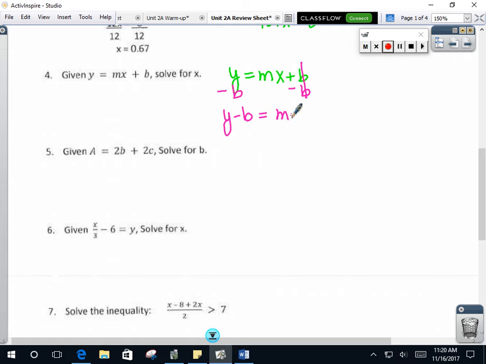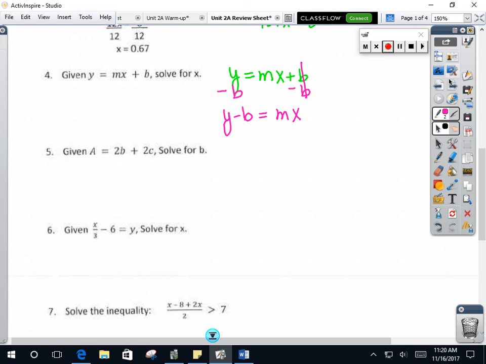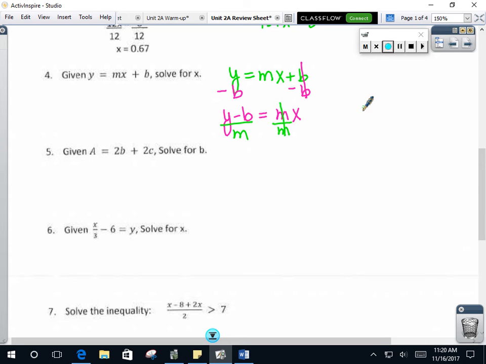And now to get x by itself, what do I do? Right, so now I'm doing the division property of equality by dividing by m on both sides. The m's cancel, leaving x by itself like we wanted. So technically we finished. x equals y minus b over m. I prefer to rewrite it like this. x equals y minus b over m, which is what property says I can do that?